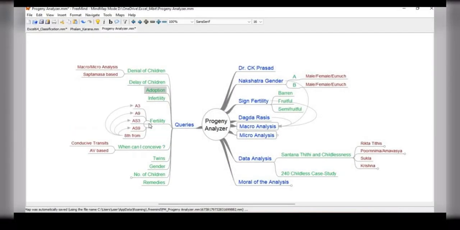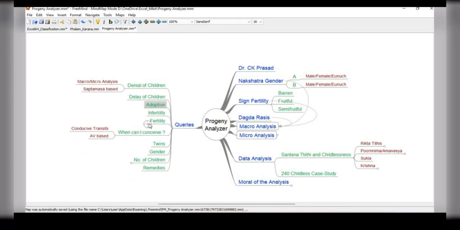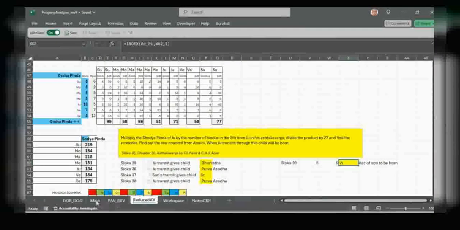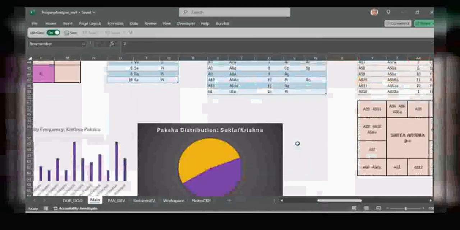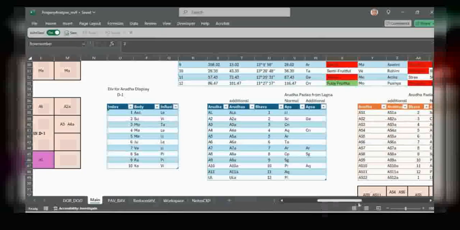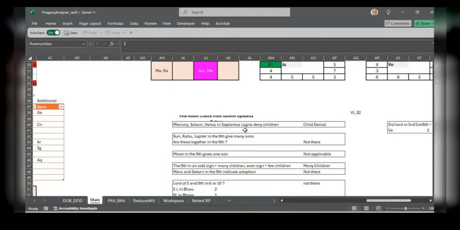We have seen fertility, when will I conceive, twins, there are multiple rules for twins, genders, the number of children we already saw. Some rules are scattered here and there, so those things I have captured. Let me come to the rules part here. Some rules from the Upadesha Sutras I have used here. Mercury, Saturn, Venus in Saptamsa Lagna deny children. So that is worked out.